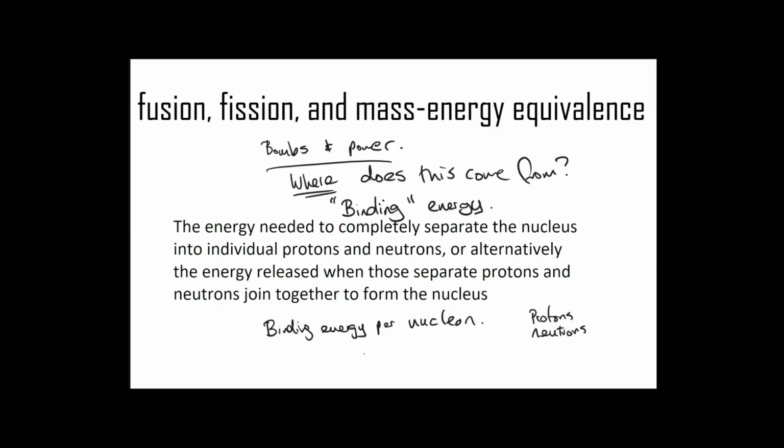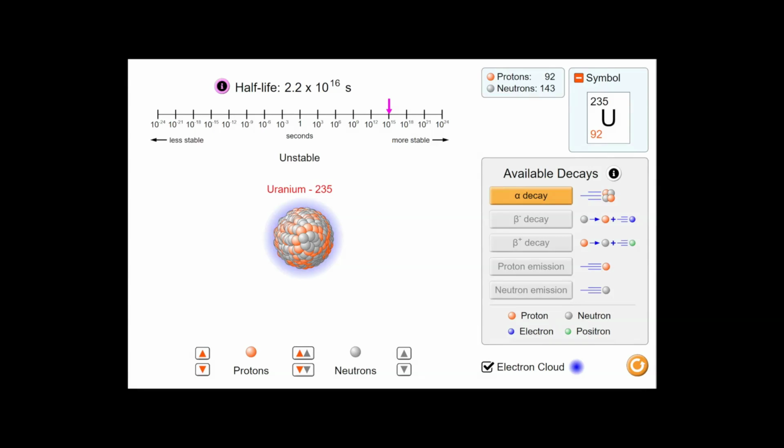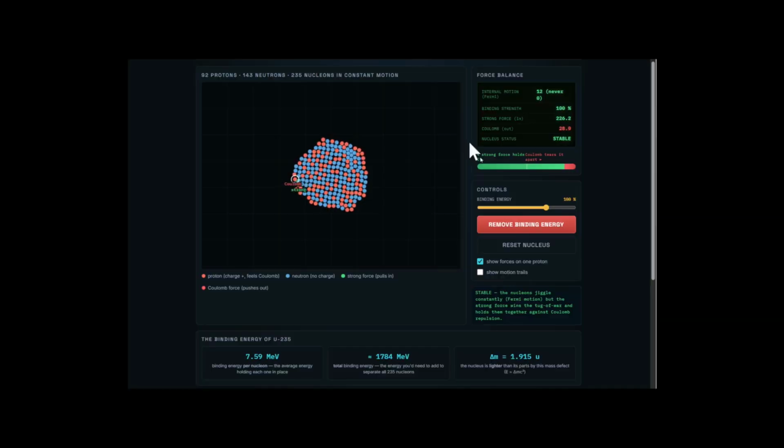So we can think of this binding energy as the energy required to keep this nucleus together, this atom together. Now, why do we need that energy? We have this kind of idea of a nucleus, like this one of uranium-235, as being a ball of marbles of protons and neutrons. In actual fact, it's probably more like this.